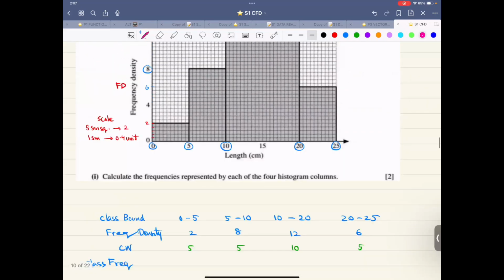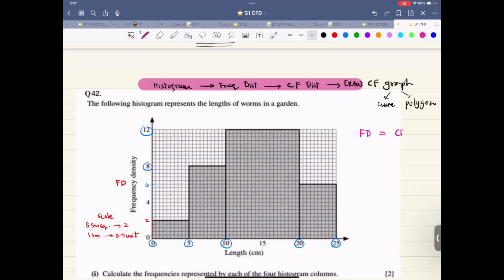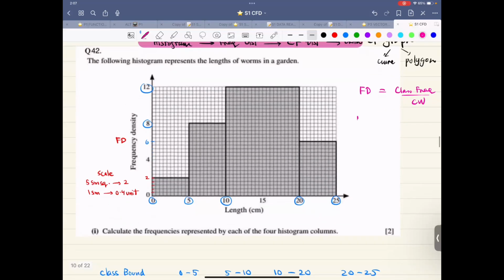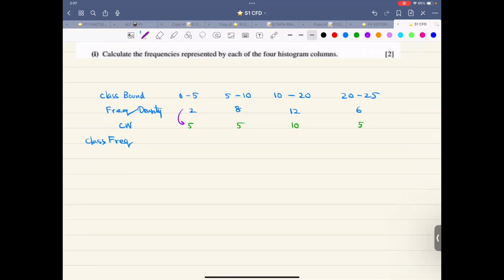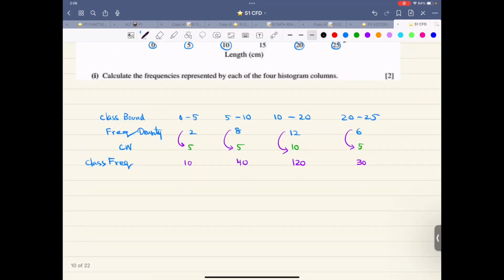And which formula are we using? We are using the formula frequency density is class frequency over class width. So this is not cumulative frequency. This is class frequency divided by class width. In other words, frequency density into class width will give me class frequency, which is, remember, area of the bar. So just multiply these two. 2 into 5, that is 10. 8 into 5, that is 40. 12 into 10, that's 120. 6 into 5, that is 30. And that's how the table is created. So this is a frequency distribution.